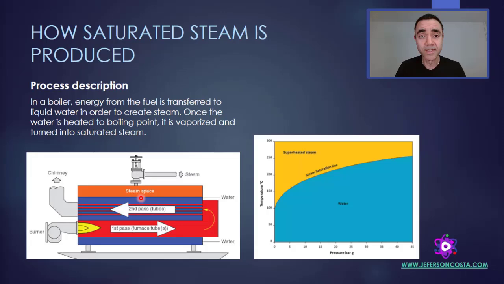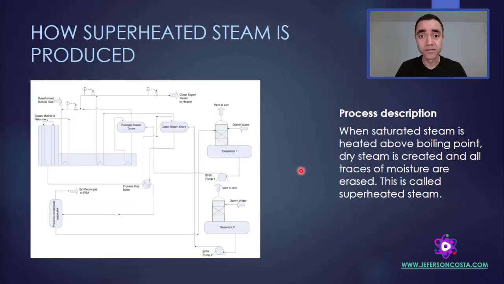So how is the superheated steam produced? To answer this question, let's take a look at a process flow diagram representing a steam methane reforming process.